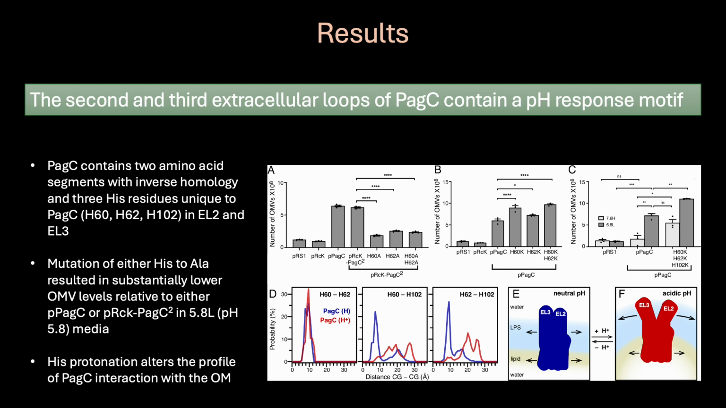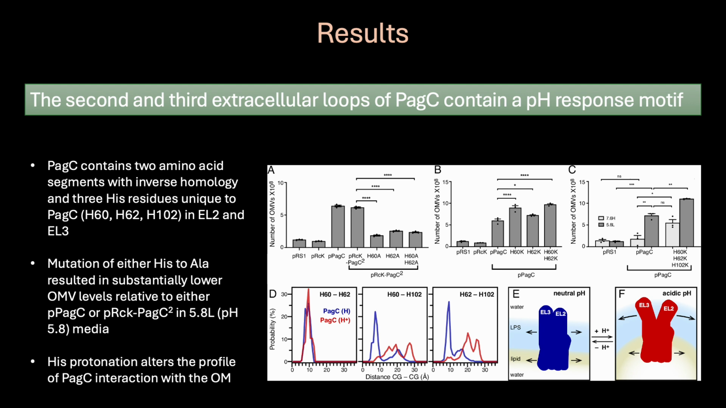Then figure B is similar, but now histidine residues were replaced with lysine, which has a positive charge, and this led to increased levels of OMVs, even more than the wild-type PAG-C. The double mutant is shown last and resulted in the greatest number of OMVs. Then in figure C, they created a triple histidine mutant with lysine in both 5.8 L and 7.6 H media.